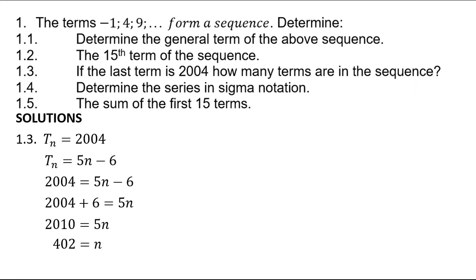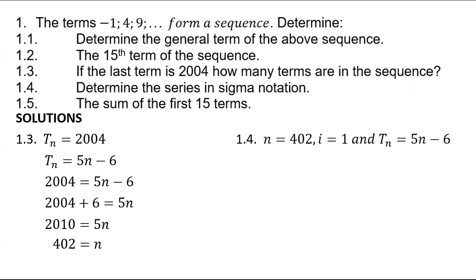Now, 1.4 wants us to determine the series in sigma notation. That's where you have to use the capital letter S, which stands for sigma notation, and that is instructing you to find the sum of whatever you have in front of the sigma notation, from the position that you're given below the sigma notation, up to the position you're given above the sigma notation.